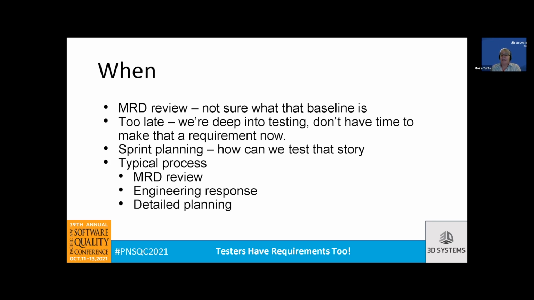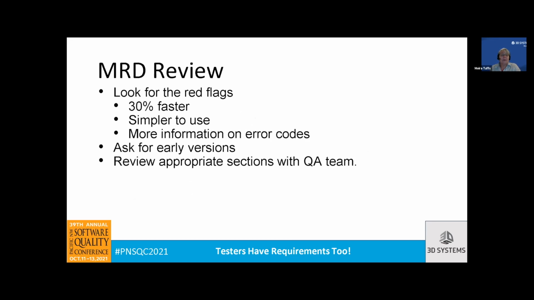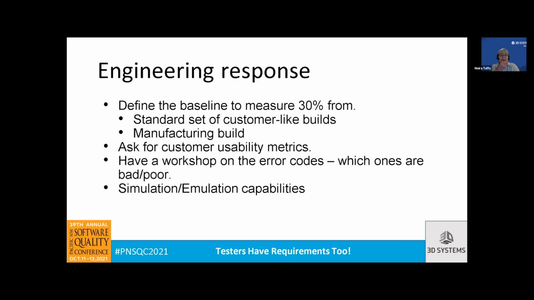As part of the sprint planning, understand what you can do for a story and make sure that you can test that. I'll skip this one. The MRD review is very obvious, making sure that everybody has that. Then the engineering response: the engineering team has an opportunity to respond to that marketing requirements document.